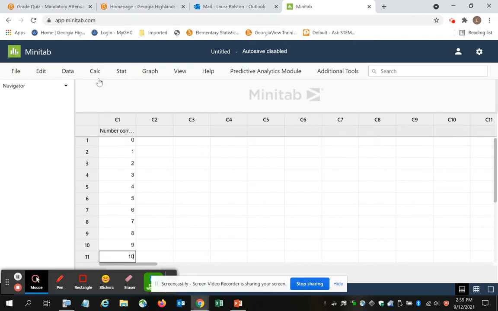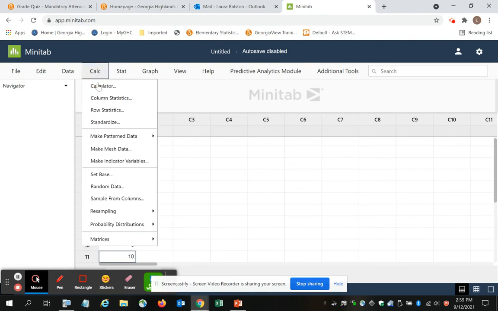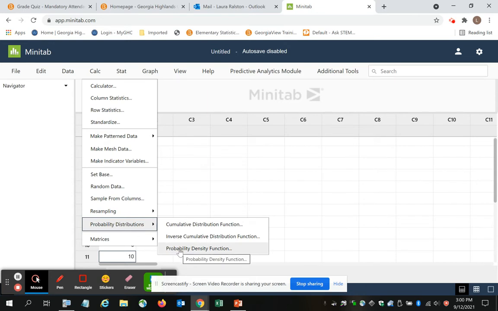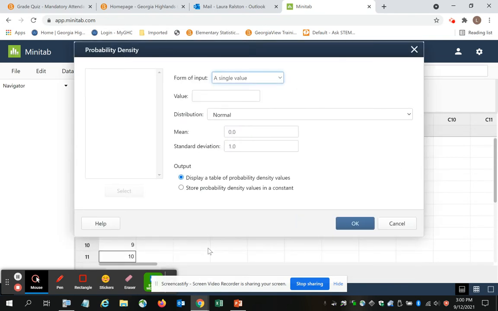Then we go to Calc, which is short for calculate, at the top of the screen. We're dealing with probability distributions. And under the probability distribution command, it gives you 3 different ways to calculate it. We calculate it using the probability density function. So it's Calc, Probability Distributions, Probability Density Function. And then we have to enter 6 things.